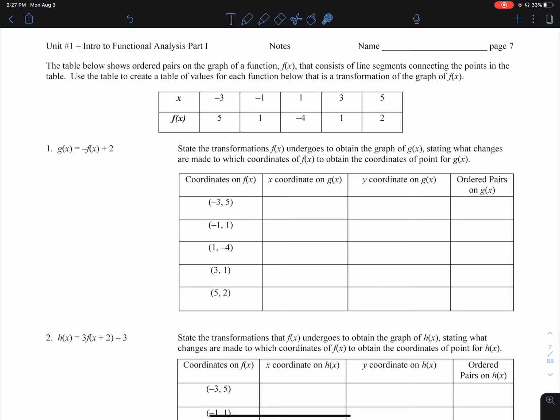So let's state, even though we don't know what the parent function for this is, what we think is going on based upon this negative and this 2. That negative on the outside is going to cause a vertical reflection. And this 2 on the outside is going to cause a vertical translation up 2.